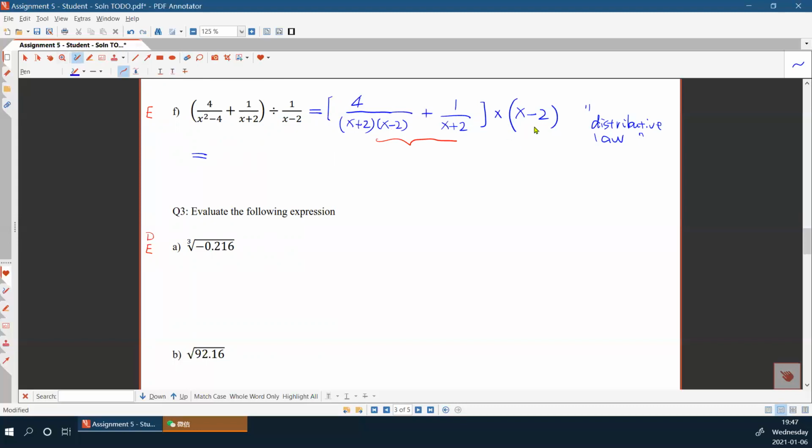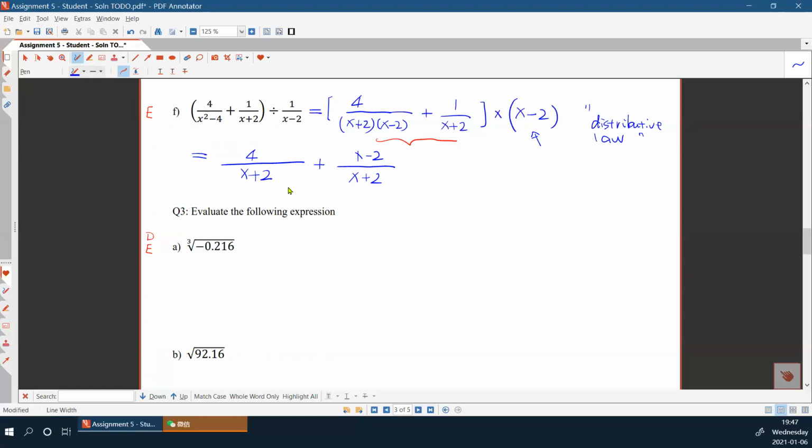Okay, distribute this item into the brackets. First item becomes 4 over x plus 2, right? And the second item becomes x minus 2 over x plus 2, right?